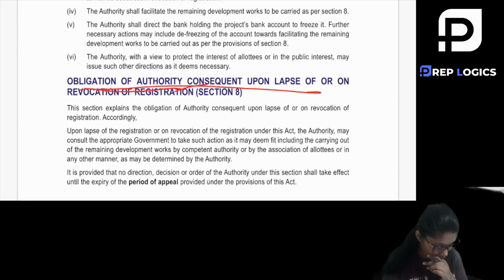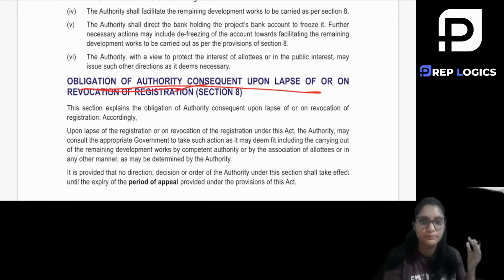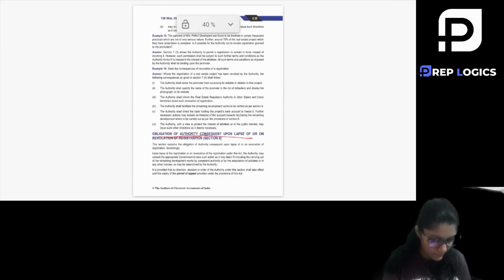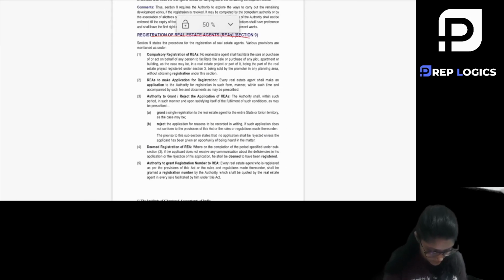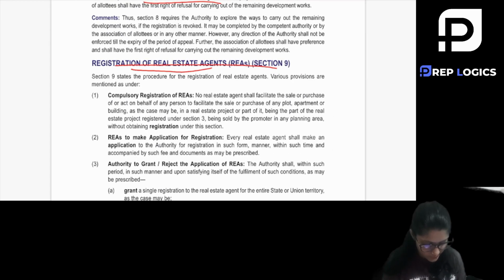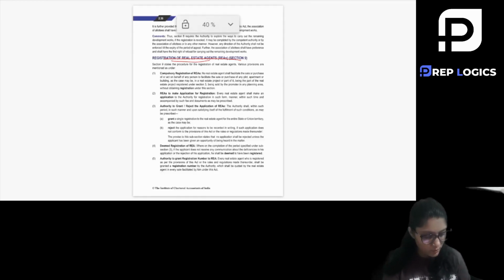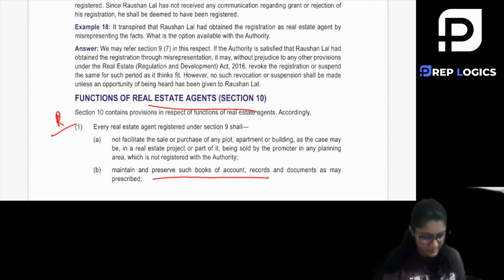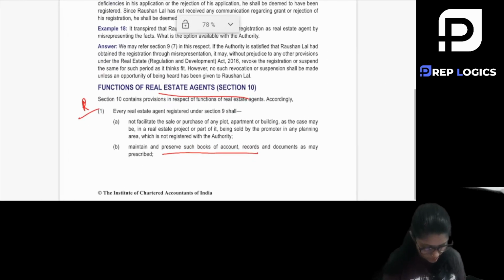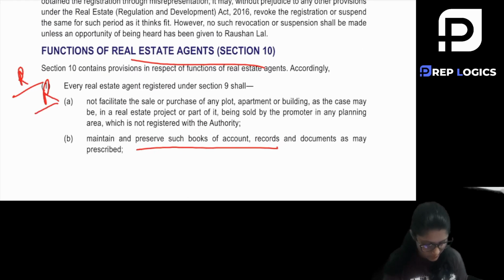Obligation of authority, I have already told you, they will go to the allottees and ask whether they want to build the building or not. If they want to build the building, they will go to another promoter. If they do not want to build the building, then they will get the compensation refund along with interest. Registration of real estate agents must also be done within the time period, otherwise it will be considered as deemed registration. The same points.